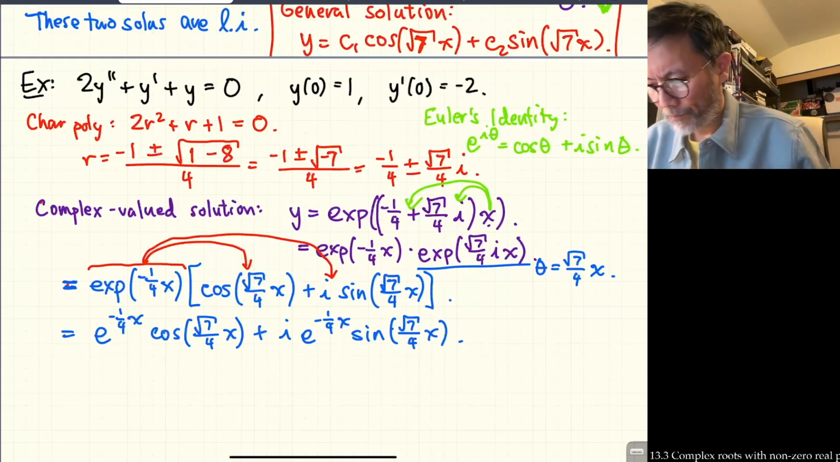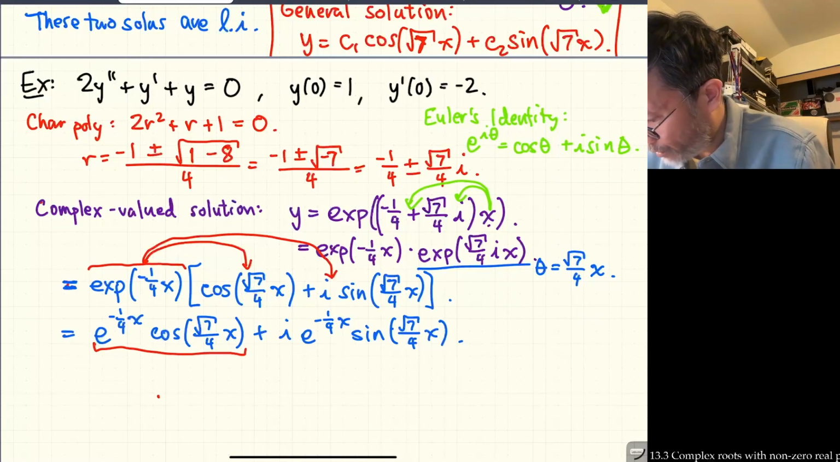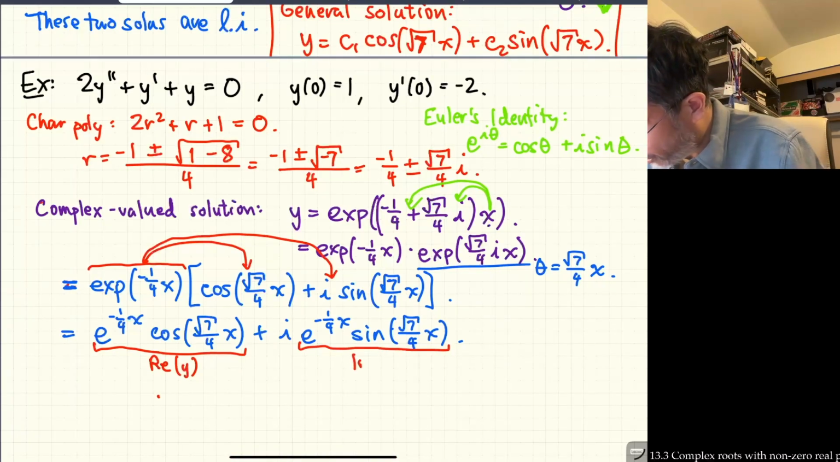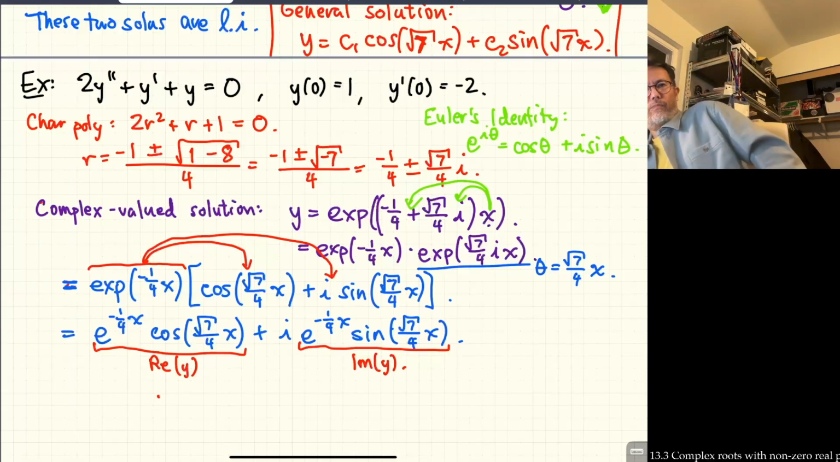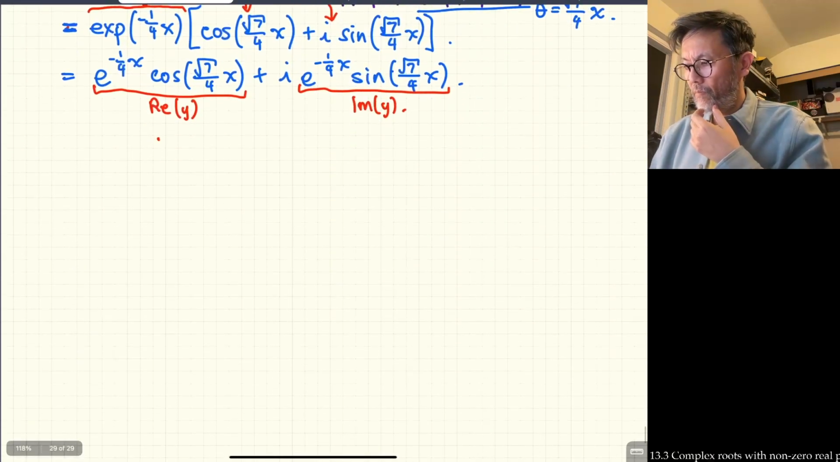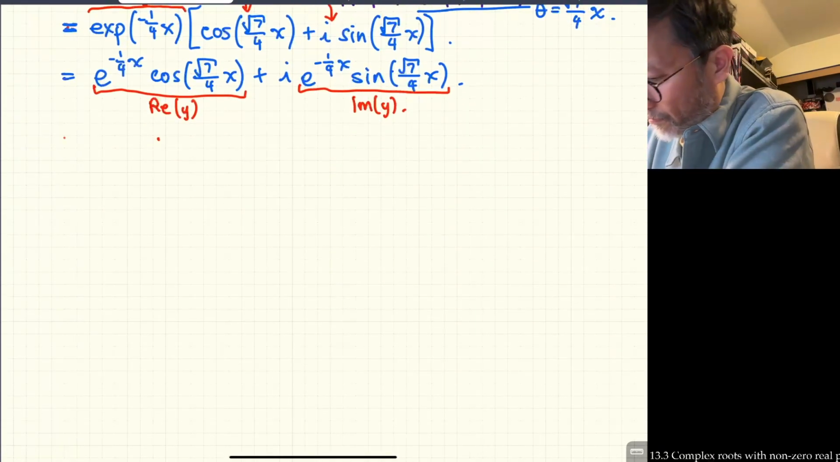Okay? And here is the real part. What did we call it? We called it y. This is the real part of y, and here is the imaginary part of y. Wow, cool. And so, from this, we can write down the general solution.